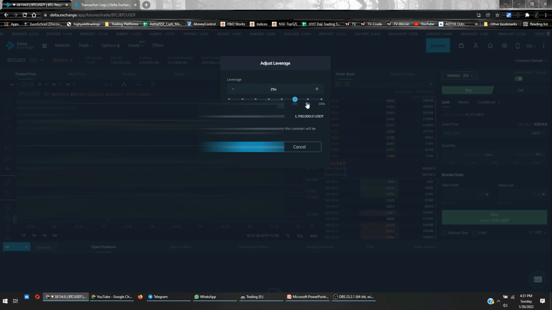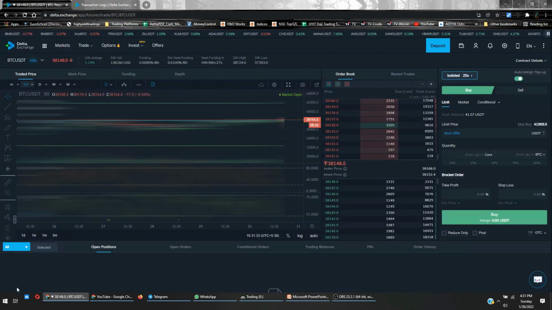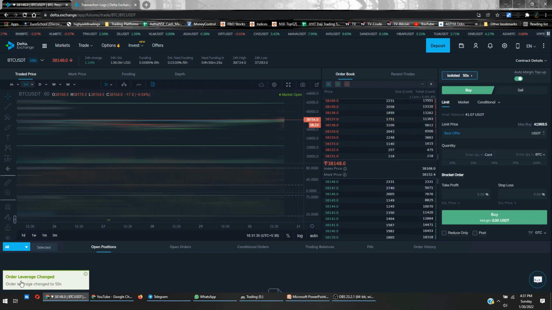So let's say, for example, you want to utilize 50x. Just click on 50x, click on set leverage. On the left hand side, you will get a message, order leverage changed, and it has been set to 50x. So right now you will be using a 50x leverage.